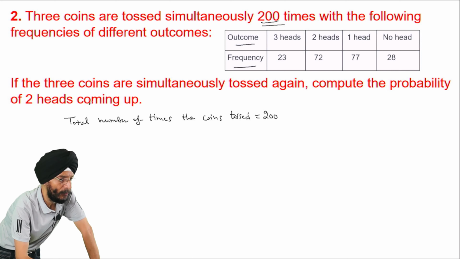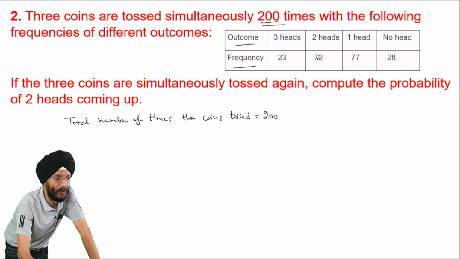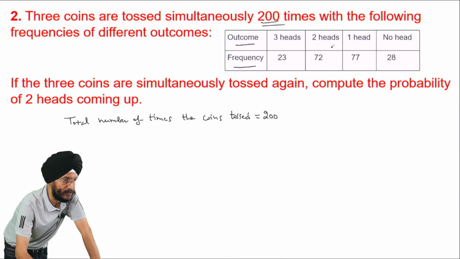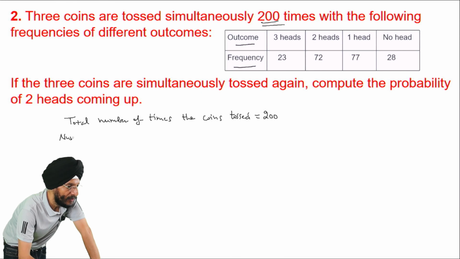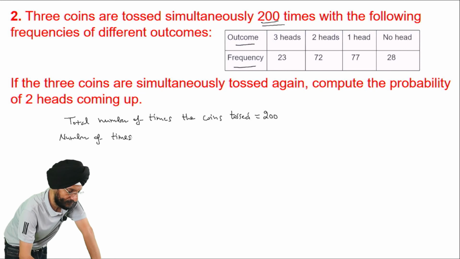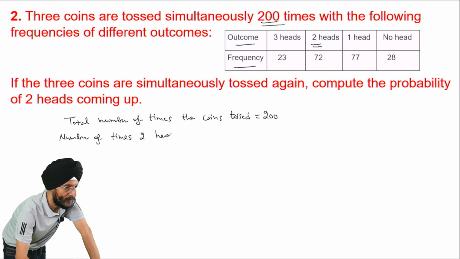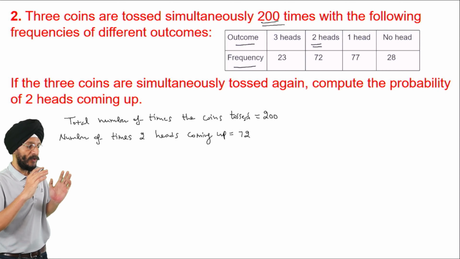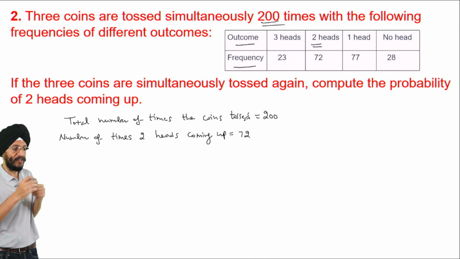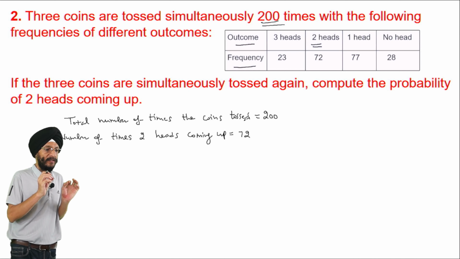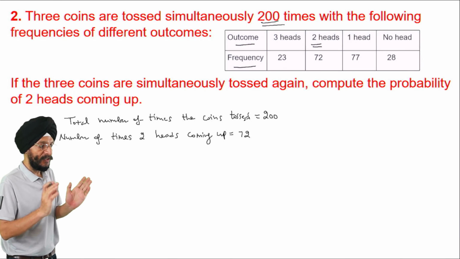So we find from the question that on 72 occasions there have been two heads. So number of times two heads coming up, 72, that is out of 200 times the coins were tossed, we found that on 72 times there were two heads.